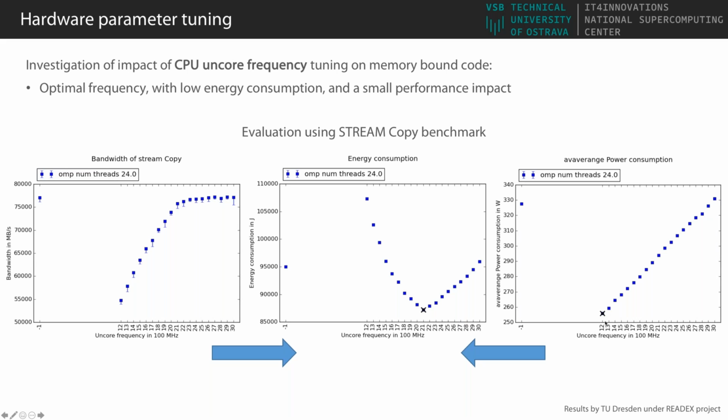On the other hand, if you look on the right side, you see that the average power consumption just grows linearly. And putting these two together, you see that there is a sweet spot at approximately 2.1 gigahertz that tells you, okay, this is the optimal setting for me in terms of energy consumption. And if you look at the graph on the left, yes, I'm not getting the full performance at 2.1 gigahertz, but from an energy point of view, this is my optimal point.